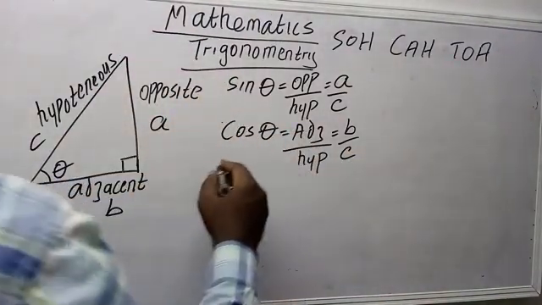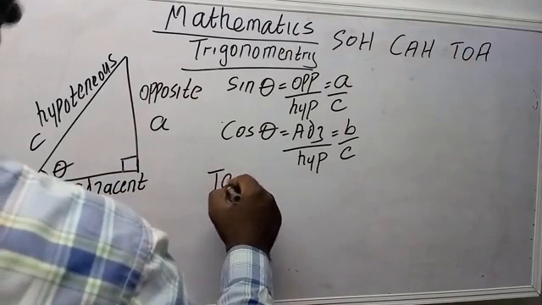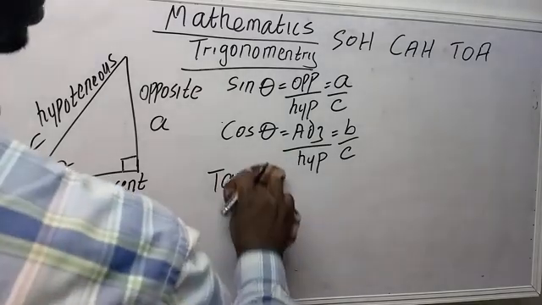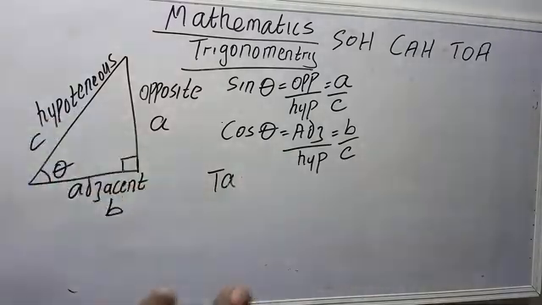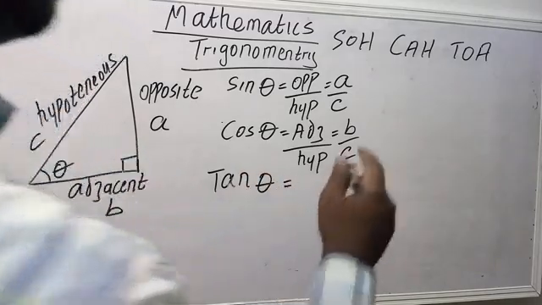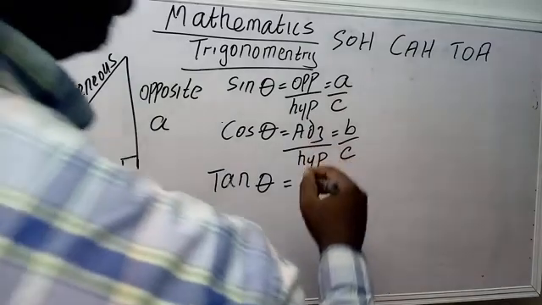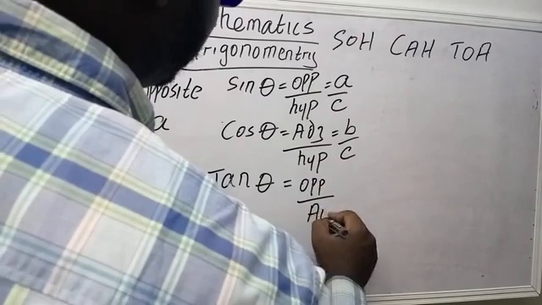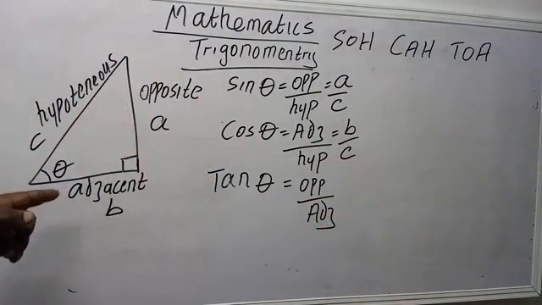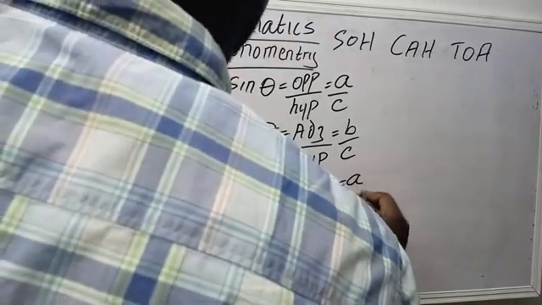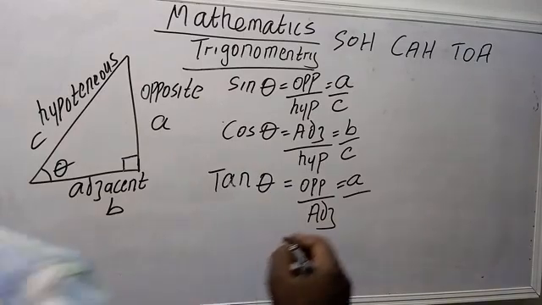Also, we have tan theta. Don't forget, I said we have six functions of angle that enable us to solve calculations on trigonometry. Tan theta. Tan means TOA, opposite over adjacent. You can see here the opposite is A, and your adjacent is B.